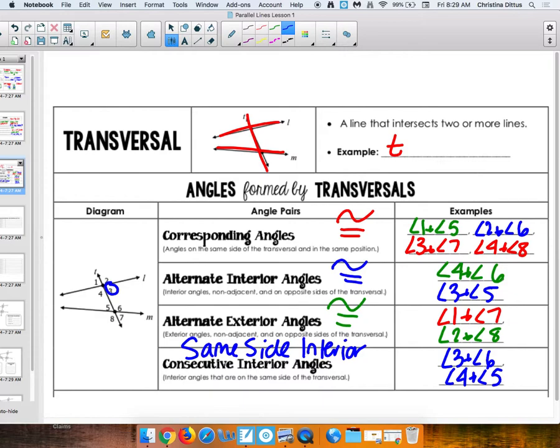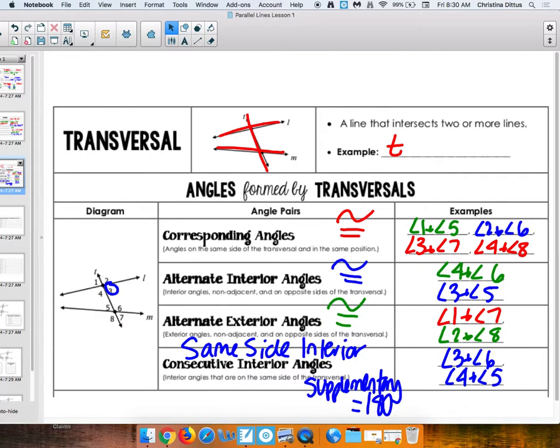The thing I like about calling them same side interior is these angles are supplementary. What does that mean? They equal 180. Good. So I like to use same side because SSS, same side supplementary. Plus same side's pretty basic. Questions here?